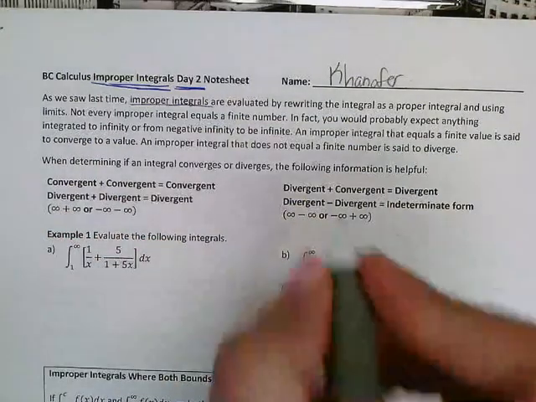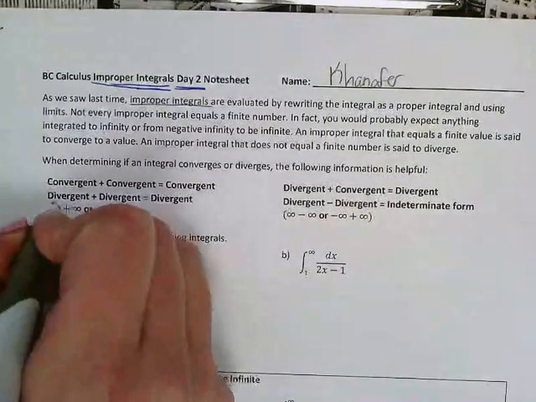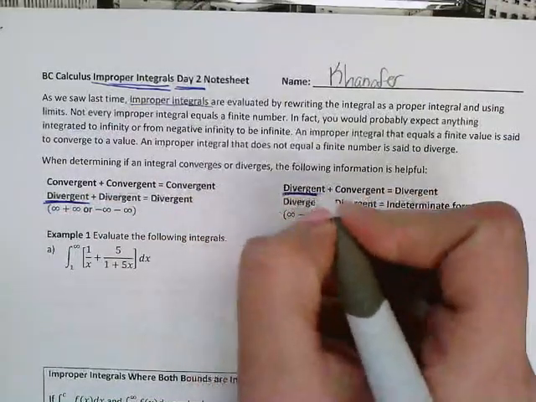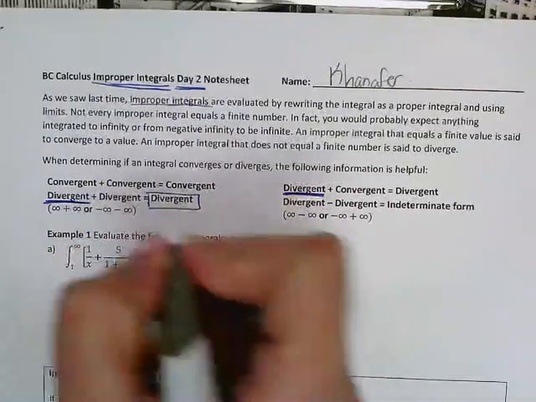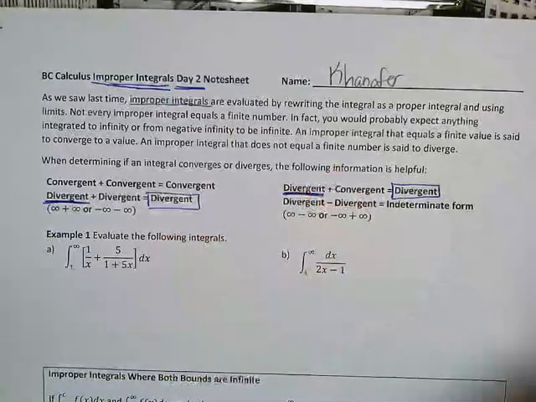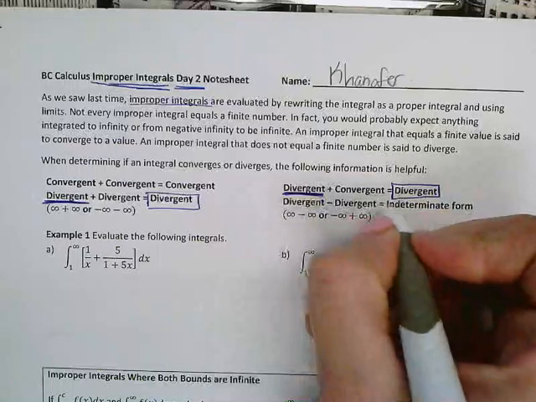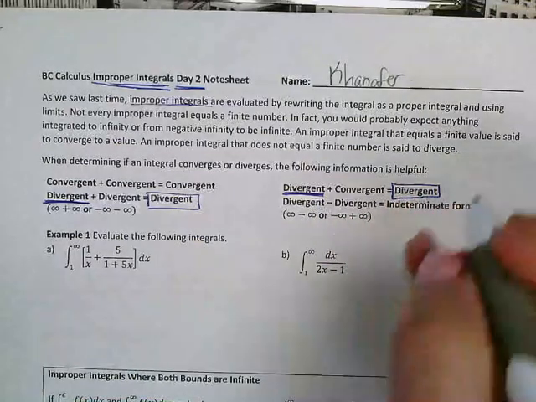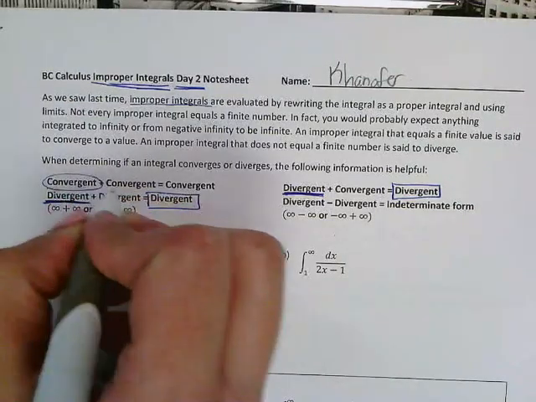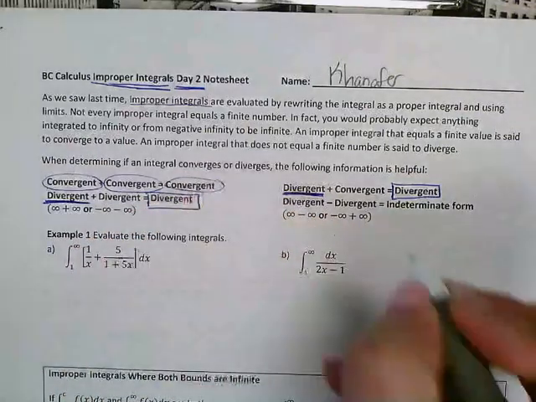And if you notice that anytime you have, if one of the two functions is divergent, then the whole function is actually going to be divergent. And that's if you're adding. So even if the other part is convergent, if one of them is divergent, then the whole thing is going to be divergent. And if one of them is convergent, then you will have to check the other one, because a convergent plus a convergent will give you a convergent answer.